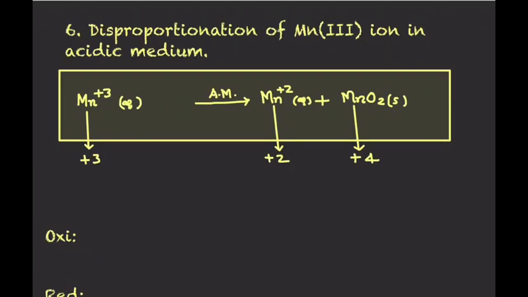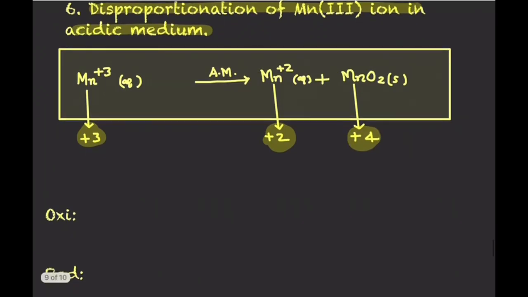So this is our last example given in NCERT. We have to balance the disproportionation of manganese +3 ion in acidic medium, and in acidic medium manganese +3 ion is converted into manganese +2 ion and MnO2. MnO2 is insoluble in water.